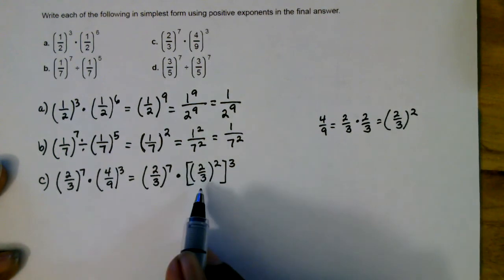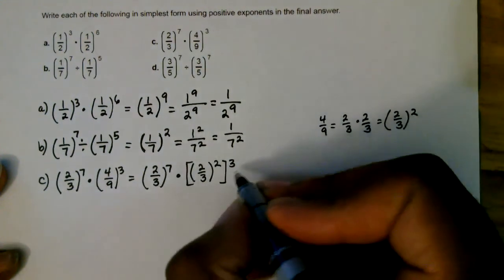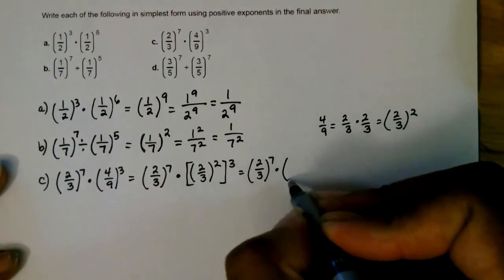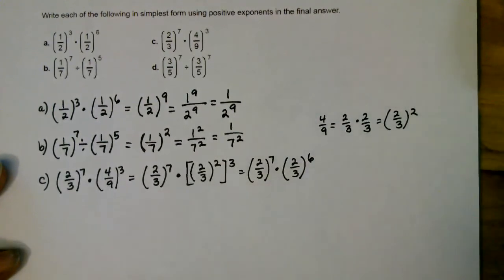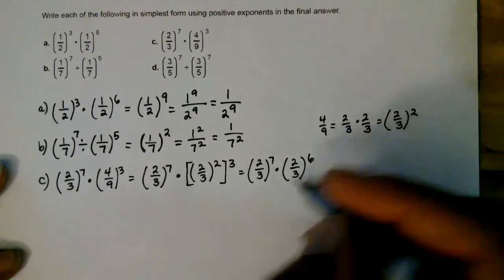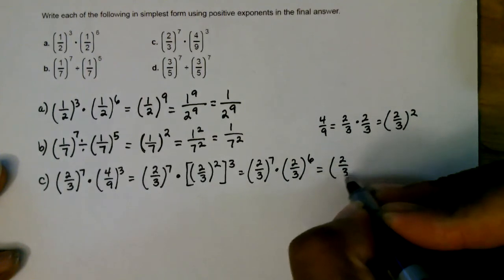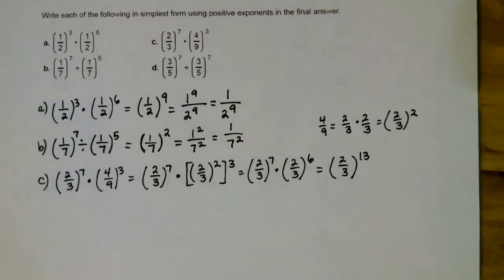Now for this part right here, I'm raising a power to a power so I can multiply the exponents. So let me bring that 2/3 to the 7th over, times 2/3 raised to the 2 times 3, which is 6. And now I'm multiplying powers of the same base. So that means I can bring the base over, which is 2/3, and add 7 and 6, which will give me 13. And that will be as far as I will go with that problem. So it'd be 2/3 raised to the 13th power.